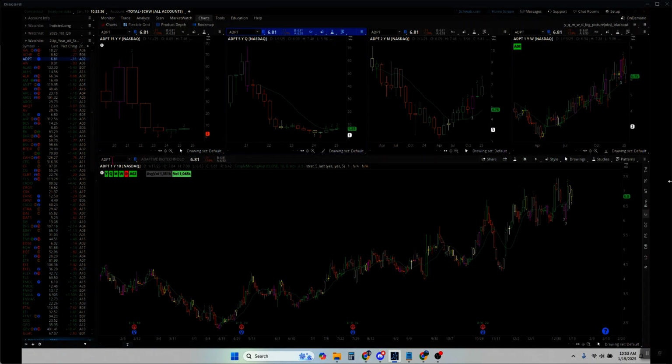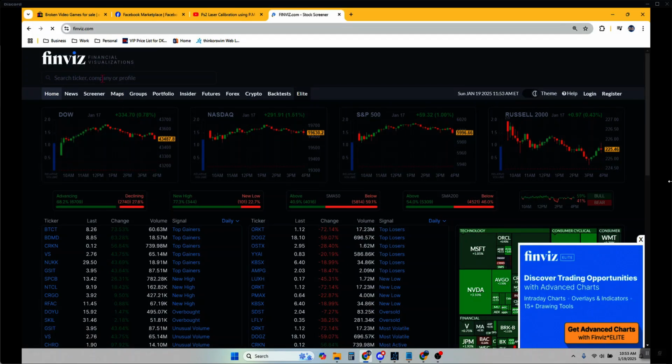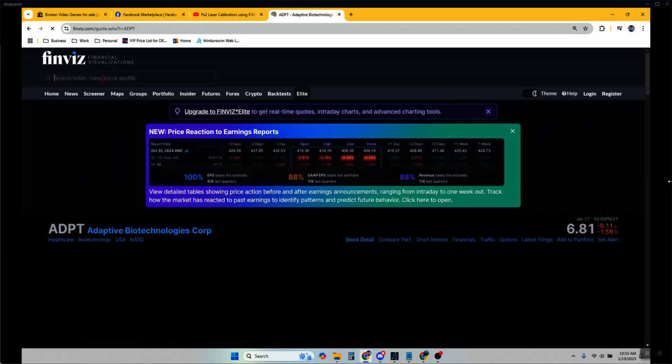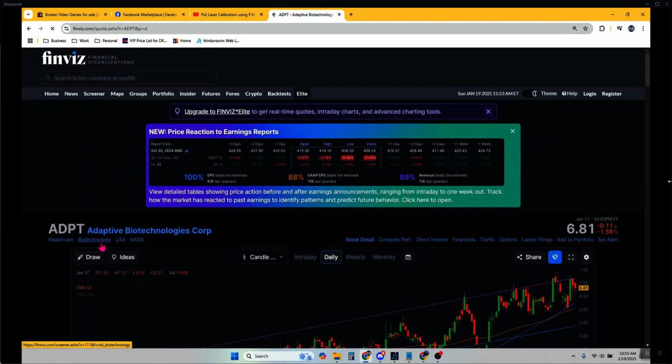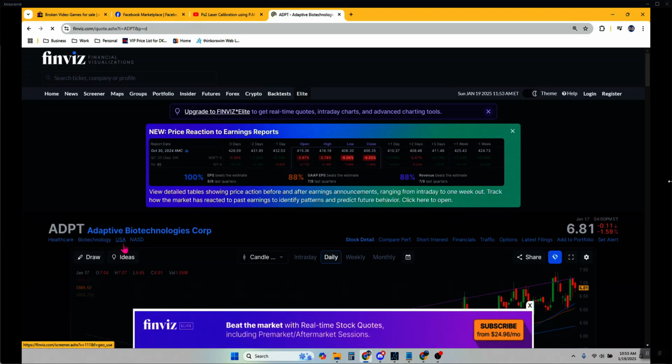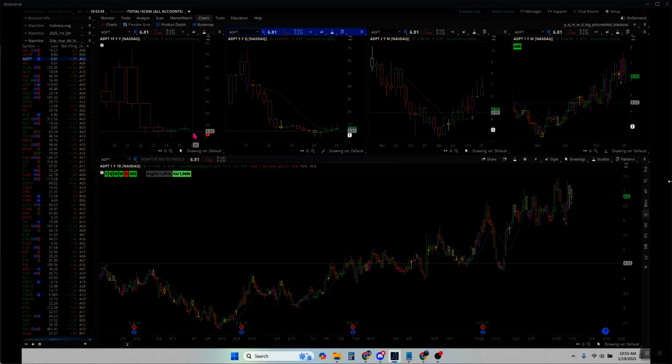You go to FinViz, let's type in ADPT. And we can see that this is a biotech company in the USA. That's my rule. Some of you might be okay trading Chinese stocks, United Kingdom, or Ukraine or whatever you want, but that's my rule. But based upon what we see here, this thing went 2 up for the year, didn't it?